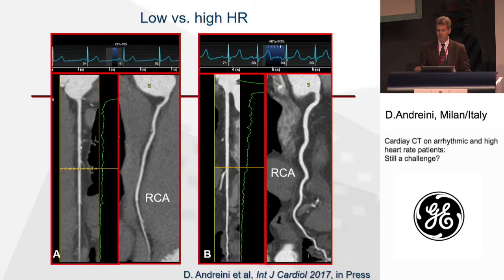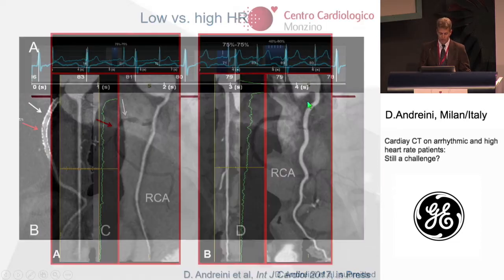And finally, a head-to-head comparison between low, 51, and high heart rate in the right coronary artery, that is the coronary most commonly affected by motion artifacts. We can see here a very good image quality across the whole path of the right without motion.